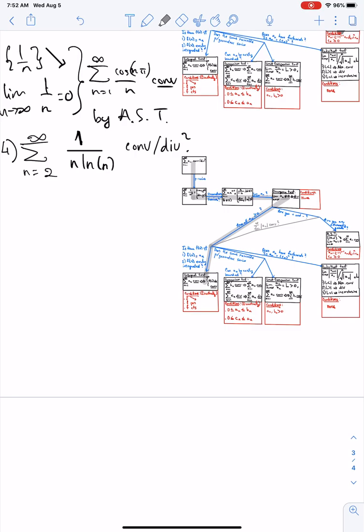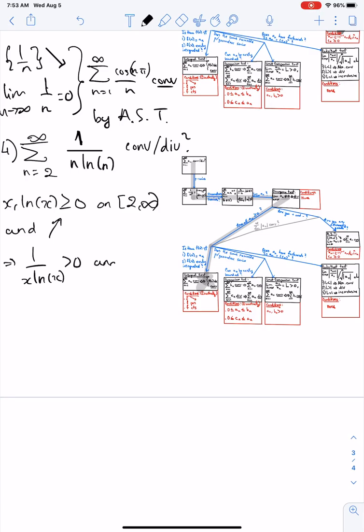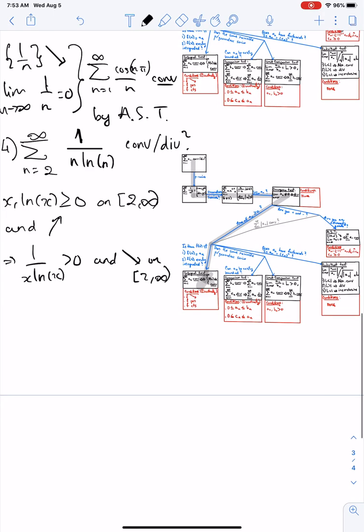So 1 over x ln x doesn't seem that bad to integrate if I do a substitution. Using substitution, I let u equal ln of x. So hopefully the integral test works out. A couple of observations: x ln x is bigger than or equal to 0 on the interval from 2 to infinity, and it's increasing. So this implies that 1 over x ln x is bigger than 0 and decreasing on 2 to infinity. So I can apply the integral test.